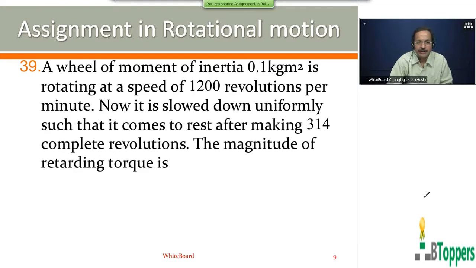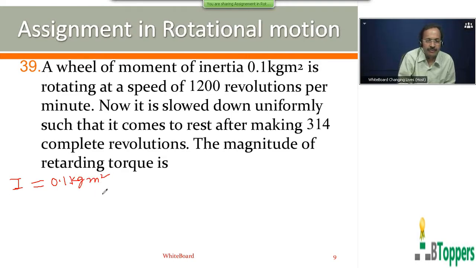See the next question number 39. A wheel of moment of inertia of 0.1 kg meter square is rotating at a speed of 1200 revolutions per minute. Now it is slowed down uniformly so that it comes to rest after making 314 complete revolutions. The magnitude of the torque is, you are given the moment of inertia of the wheel as 0.1 kg meter square. To find the magnitude of the torque, you have to find the angular acceleration alpha.